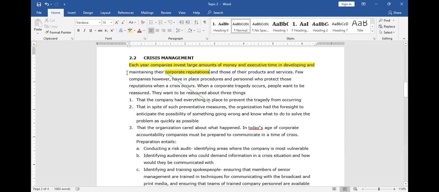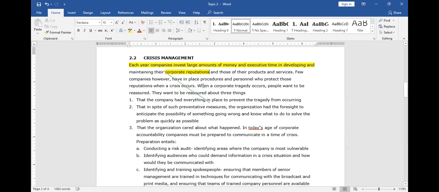So therefore, we are saying that organizations are spending a lot of time and a lot of money trying to do what? To maintain their corporate reputation, and those of their products. Few companies, however, have in place procedures and personnel who protect those reputations. So that's why, when a crisis occurs, there are individual people that have been chosen to deal with those issues before a crisis occurs or to prevent a crisis from occurring.